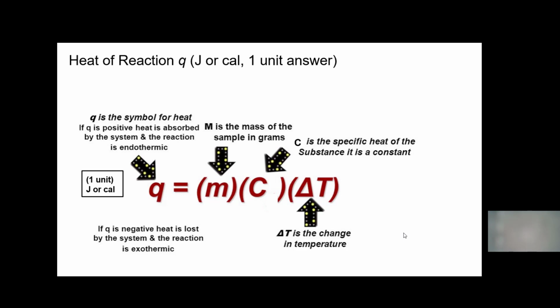M is mass, so whatever we're looking at, that's a mass in grams. C is the specific heat. I'll be covering that in a little bit. And delta T is the change in temperature. It's always the final temperature minus the initial temperature. We don't care about what happened in between. It's a state function, so we only care about start and end, and we always subtract final minus initial.